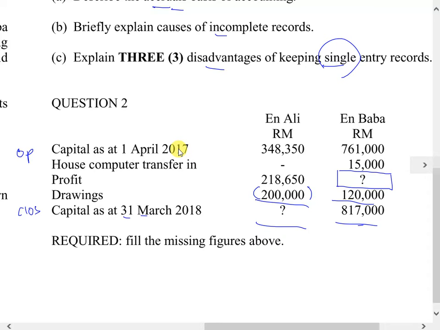Three... 367,000. Profit? $161,000. Tutorial question 2 done.